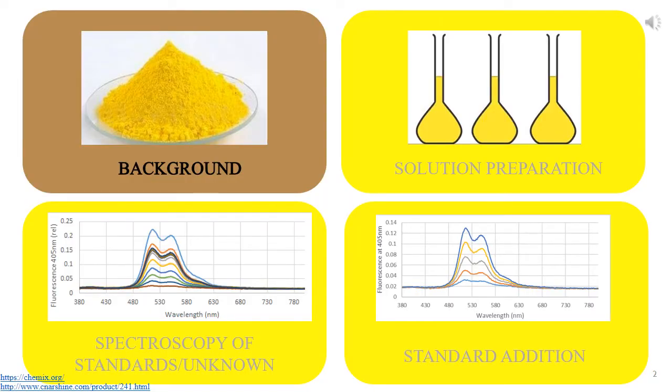First, I will talk about the background of this experiment, including the usefulness of riboflavin and the spectroscopy methods used. Next, I will go over how the solutions were prepared for the experiment. Then, I will discuss the absorbance and fluorescence spectra of the standard and unknown riboflavin solutions. Lastly, I will talk about using standard addition to determine riboflavin content in a multivitamin.